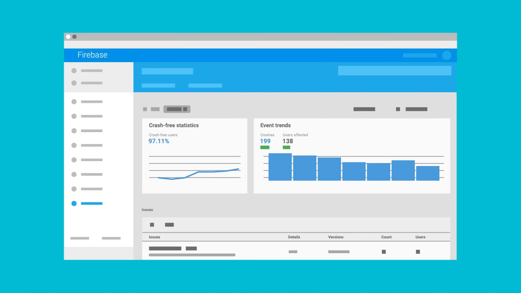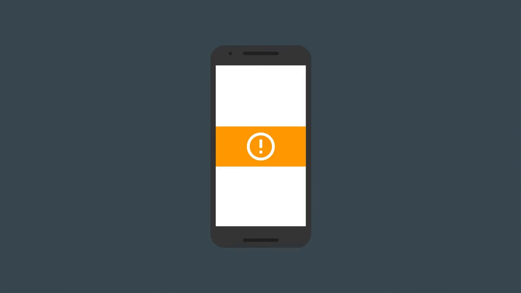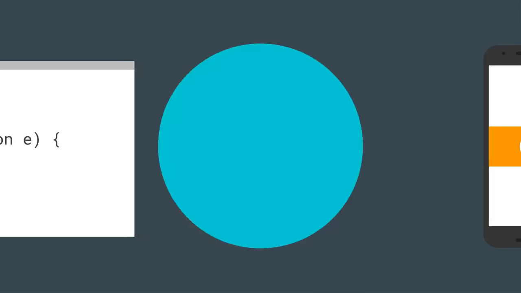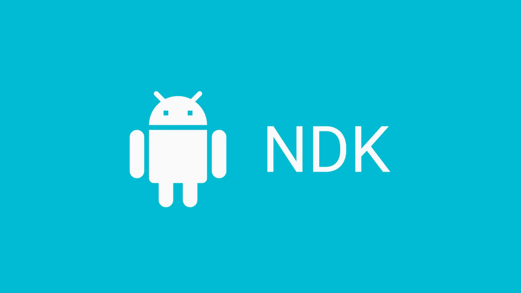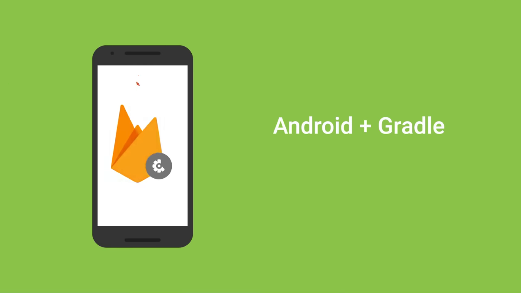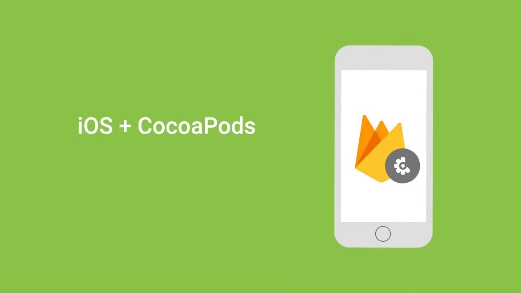Non-fatal errors can be reported in the dashboard too, so when your code fails but doesn't crash your app, you can still get full reports in the dashboard. If your app is built with the NDK on Android, Crashlytics will capture native stack traces as well. Crashlytics is easy to integrate with zero lines of code required on Android. With iOS, just use CocoaPods for simple integration.